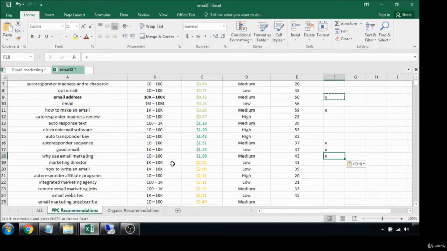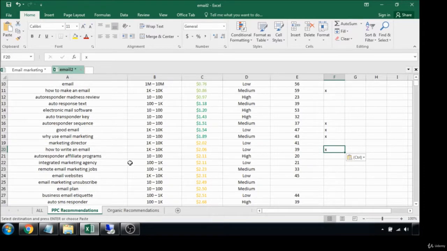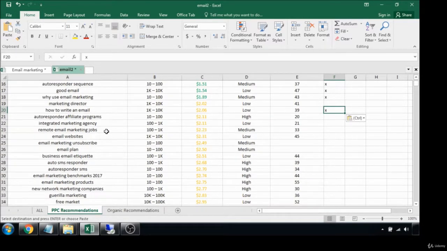Marketing director, depending on what you do, maybe that's a good term to use. How to write an email, that's a better term. Autoresponder affiliate programs, maybe if you had some kind of software, that might be a good term to go for. Integrated marketing agency, possibly if you were a marketing agency like that. Email websites, maybe.